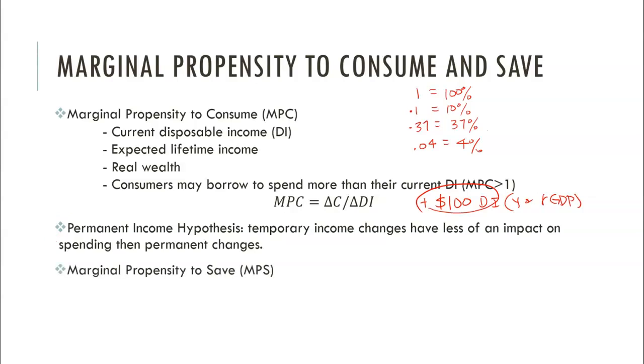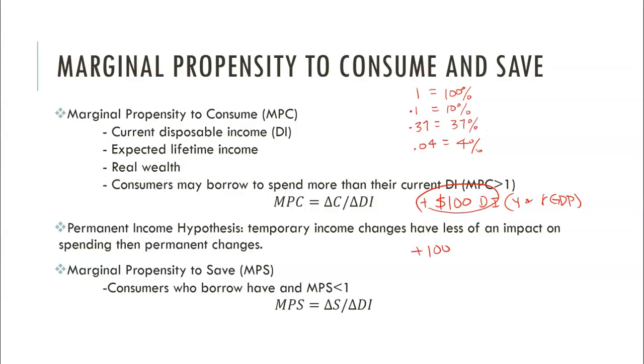The marginal propensity to save is the extra income you get that you saved. Consumers who have borrowed have a negative saving rate, or a marginal propensity to consume that's greater than 1. So marginal propensity to save, or MPS, is equal to the change in saving divided by the change in disposable income.